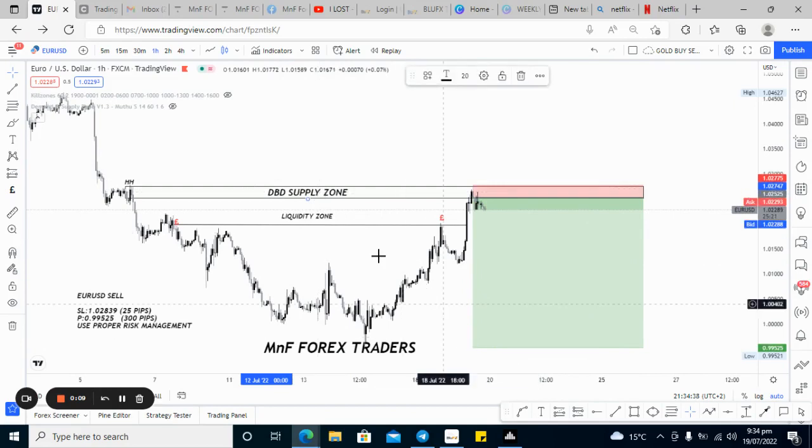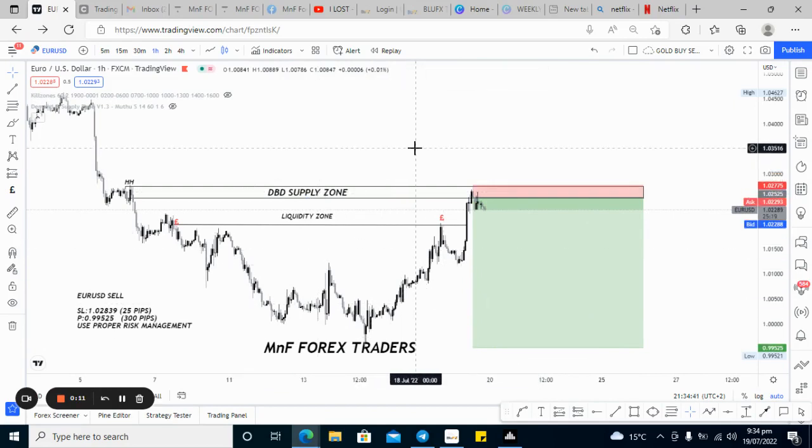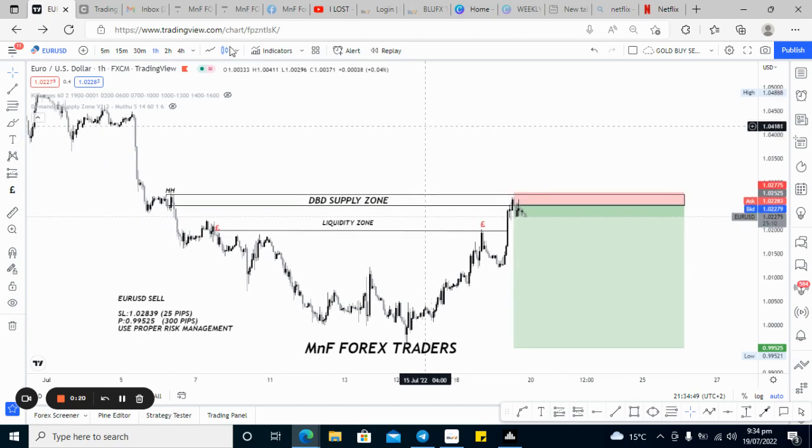Hope you're doing great. So I'm here with a live trade on EURUSD on the 1 hour time frame. A really nice setup. Let me just show you the reasoning behind this trade right now.